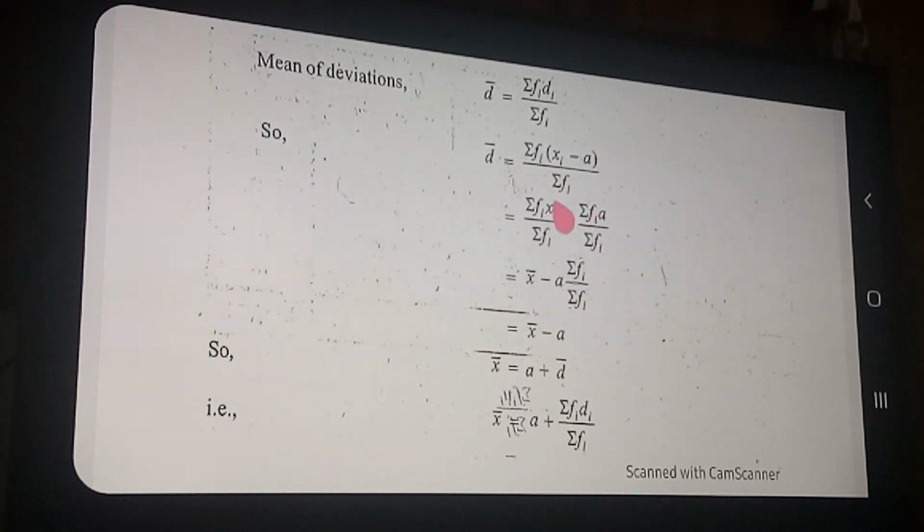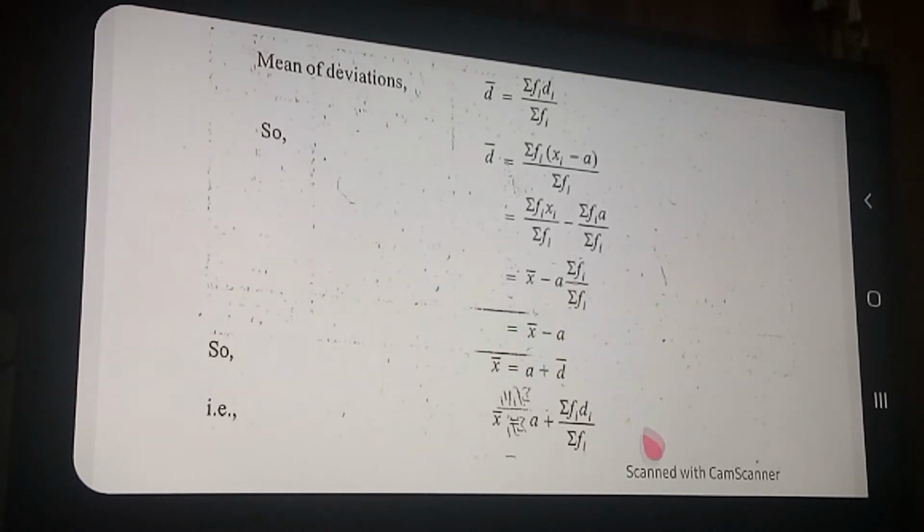Clear? So what is sigma fi xi divided by sigma fi? You have studied the formula: x bar. This a you take this side. Then what is coming? Sigma fi divided by sigma fi. How much will come? 1. So what you got? X bar minus a. Therefore D bar is equal to x bar minus a. Therefore this a you shift to this side, and x bar is equal to a plus d bar. So what is the formula here? You recollect the formula. Listen here. X bar is equal to a plus sigma fi di by sigma fi.